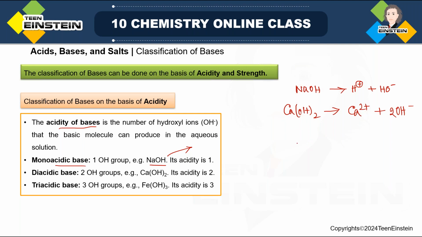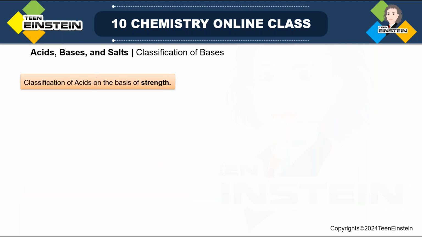Though it is true that from the formula you can understand that there are 2 OH groups, still if you write the full structure, it will help you to understand the dissociation. And when it is Fe(OH)3, it will be Fe3+ and 3 OH minus. In this way, depending on acidity of bases, we can have different types of base, right?